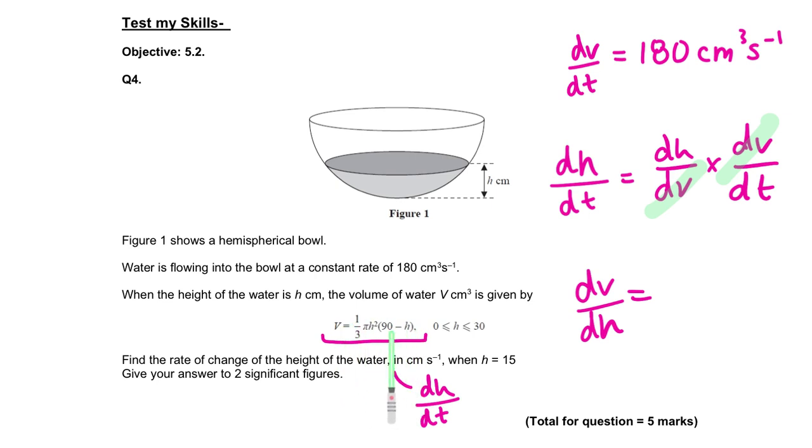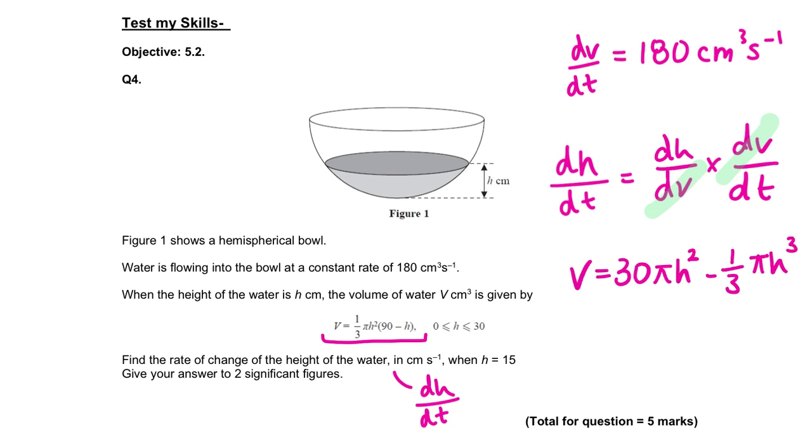However, before I differentiate this, what do you think is probably the best thing? It's probably to expand the bracket. Okay, so let's expand the bracket first. Let's rewrite V. V equals 30 pi h squared minus a third pi h cubed. This is expanding this bracket here. I'm now going to differentiate V with respect to h.